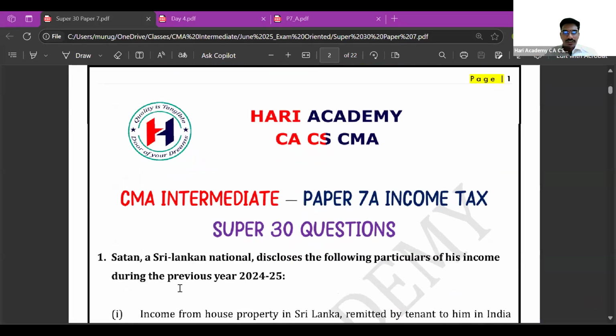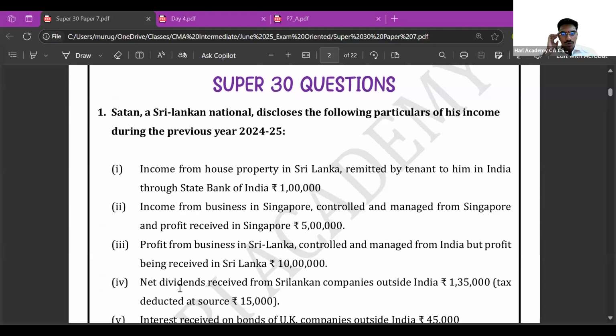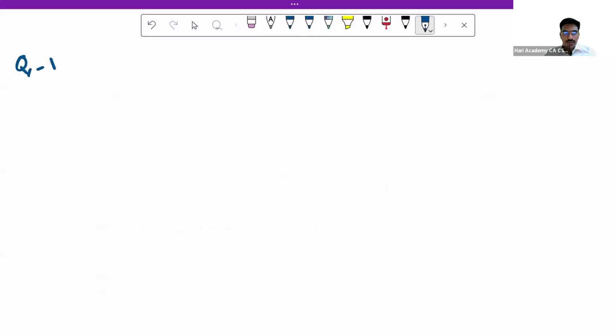So now let us delve directly into the questions. The first question which we are going to solve today is in relation to the chapter residential status. Let me share my other screen. Yeah. So the first chapter which we are going to solve today in question number 1 is in relation to residential status.